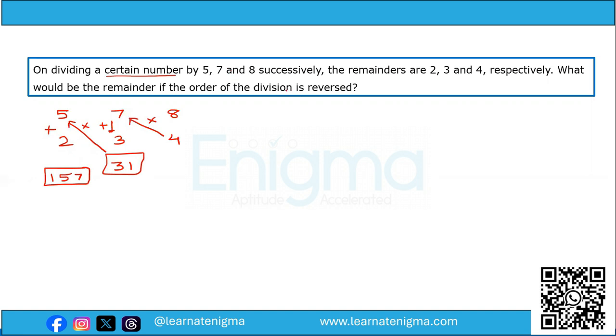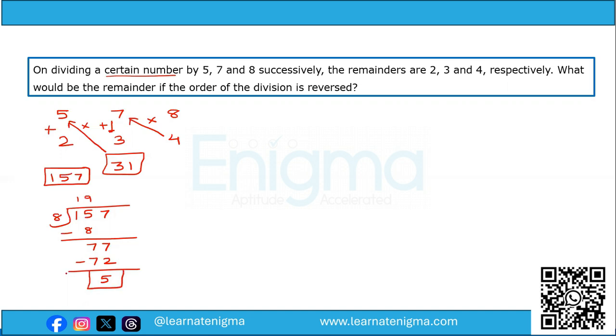So that means first we have to divide by 8. Okay, so let's do this. 157 divided by 8. So 8 ones are 8. So we have 7 remainder. This 7 comes down. So we have 77. 8 nines are 72. So 77 minus 72, we have the remainder 5.